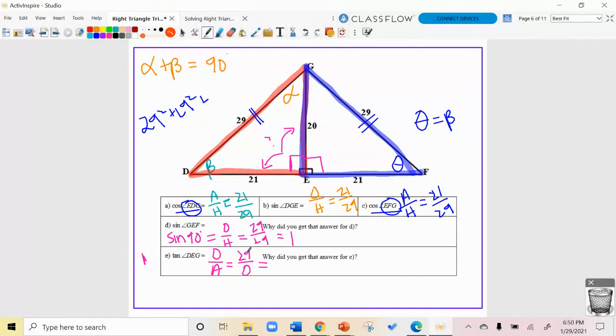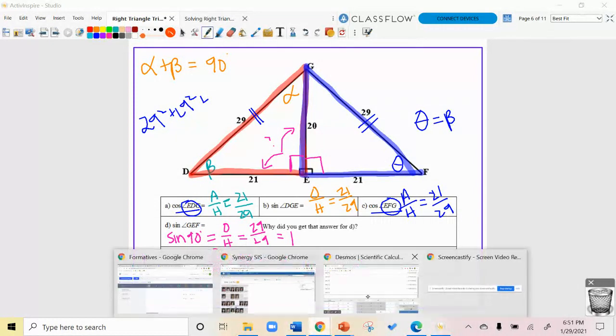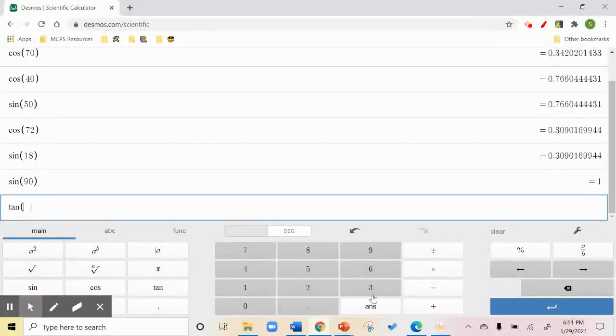Well, what happens? What is 29 divided by 0? Undefined. You cannot do that. If you have 29 of something, you can't make 0 groups. That's impossible. You've got to have at least 1. You can't divide by 0. That's illegal. Right? Let's see what happens when I do that in my calculator. The tangent of 90 degrees.